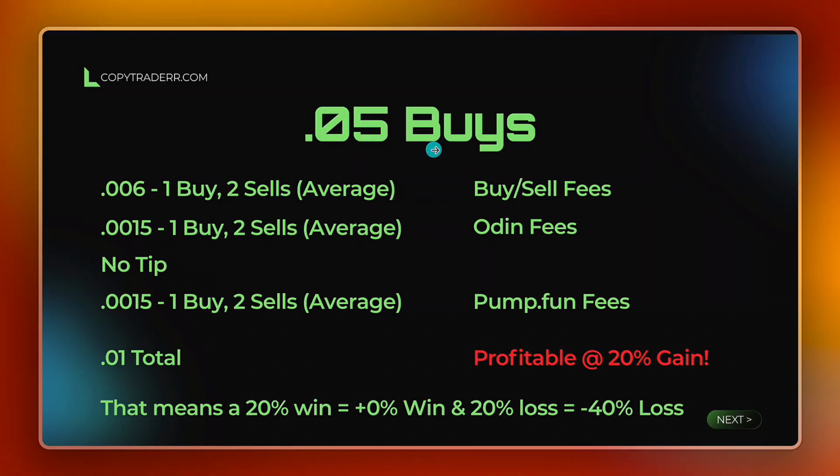Now this gets even worse if you're copying someone who buys twice and sells more than once. Let's think about on average, let's say that they buy once and they sell twice on average, because this is very common. Sometimes they buy twice and sell 5 times. But just in this scenario, if they're buying once and selling twice, your fees are now 0.01 in total. That means you're only profitable when you make 20%. So a 20% win equates to you making no money, and a 20% loss equates to you losing 40%. So you can see how these small buy amounts are really almost impossible to succeed with.